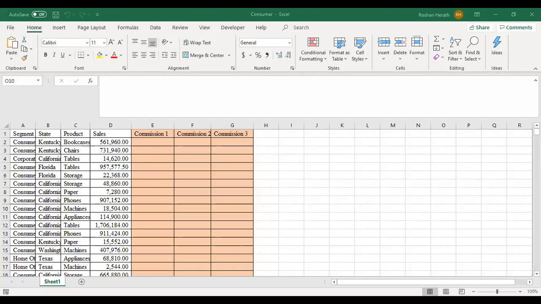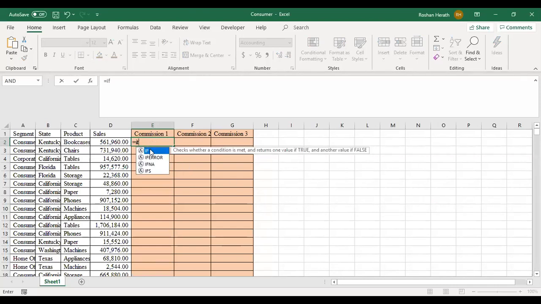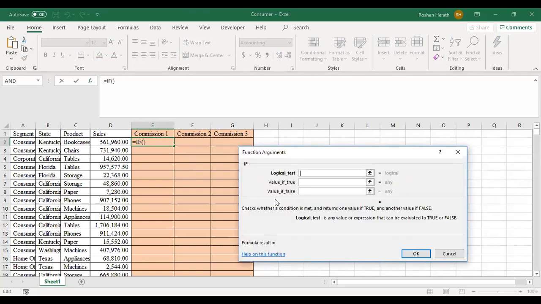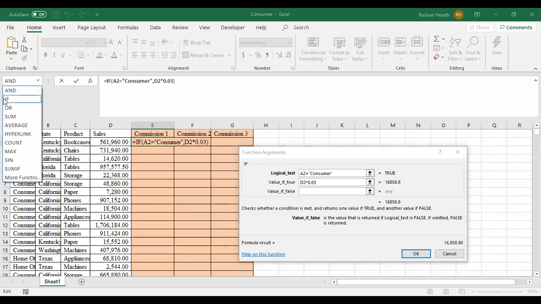Okay, thank you very much, Roshana. So hope you can see my screen. Hope you all can see that. Right. So here we could have taken the if. I'm expanding that. I'll be checking whether this segment is equal to Consumer. If it is equal to Consumer, the allowable commission is going to be in fact 3%. Then for value if false, we may be taking another if, where I have to go to the name box.